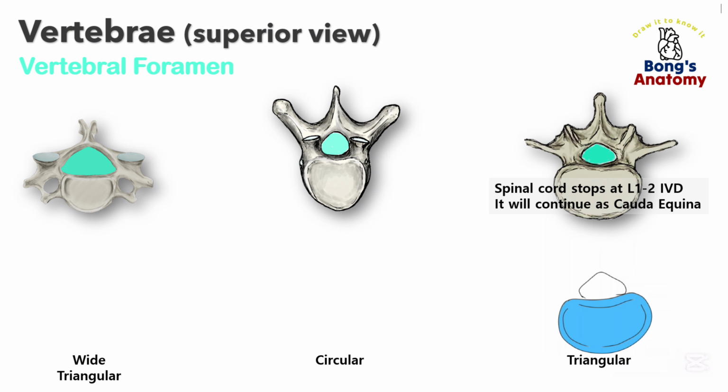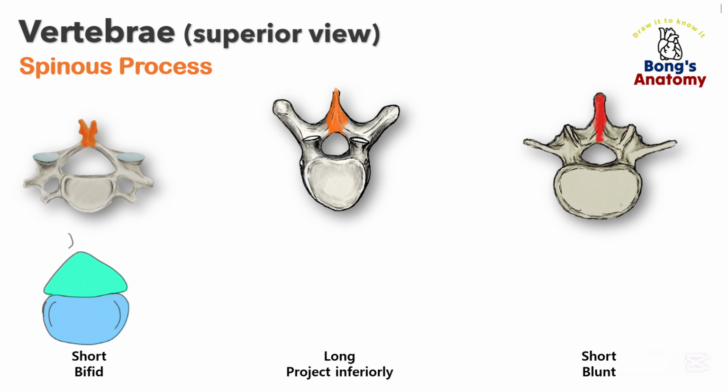It's essential to note that the spinal cord ends at approximately the level of the first to second lumbar intervertebral disc. Below this point, the cauda equina, a bundle of spinal nerves, occupies this space. Now, let's look at the spinous process.